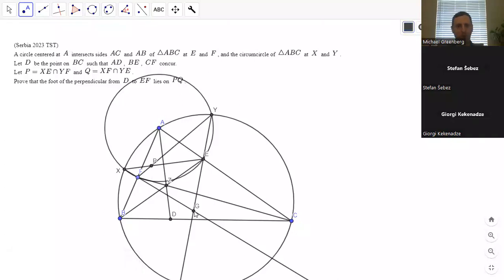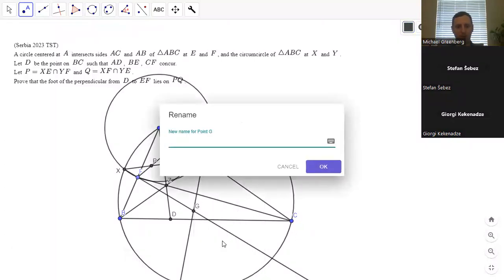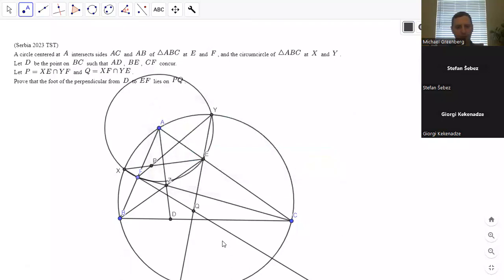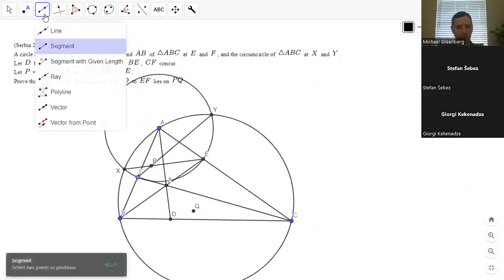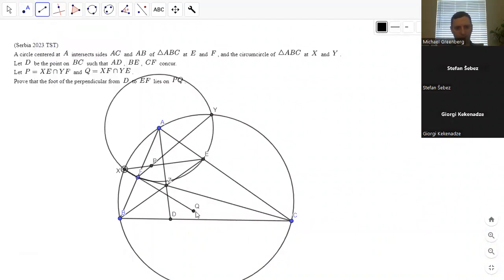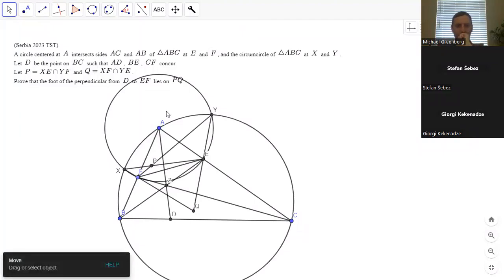I wonder what happens if Q is the midpoint of BC. The circle can't pass through A because it's centered at A. I wonder if it's worth making these lines intersect the circle, but for now I'm just going to draw them as segments. We want to show the perpendicular from D to EF lies on PQ. Okay, so it is kind of like a generalization of the Sharkey-Devil, possibly.